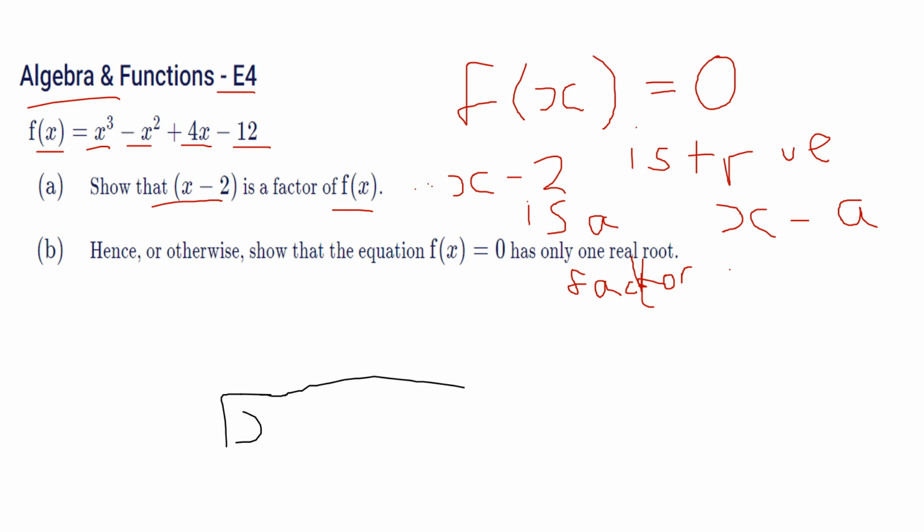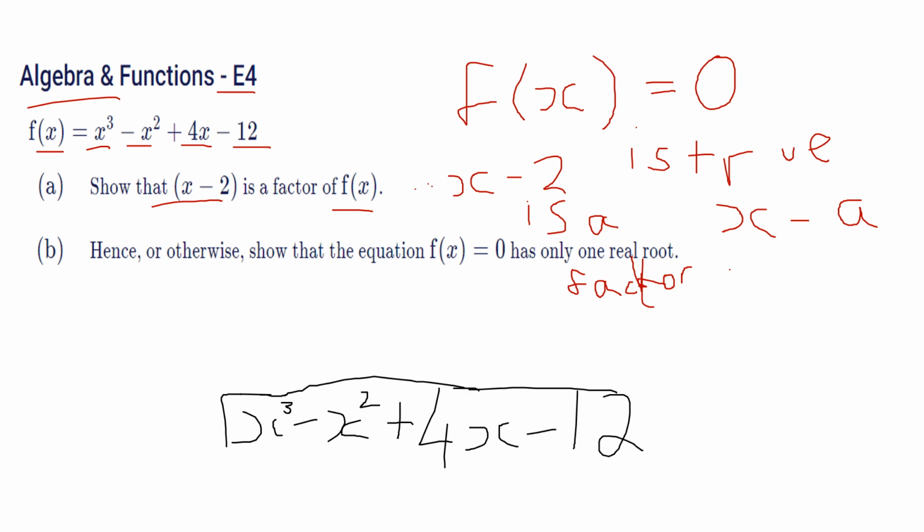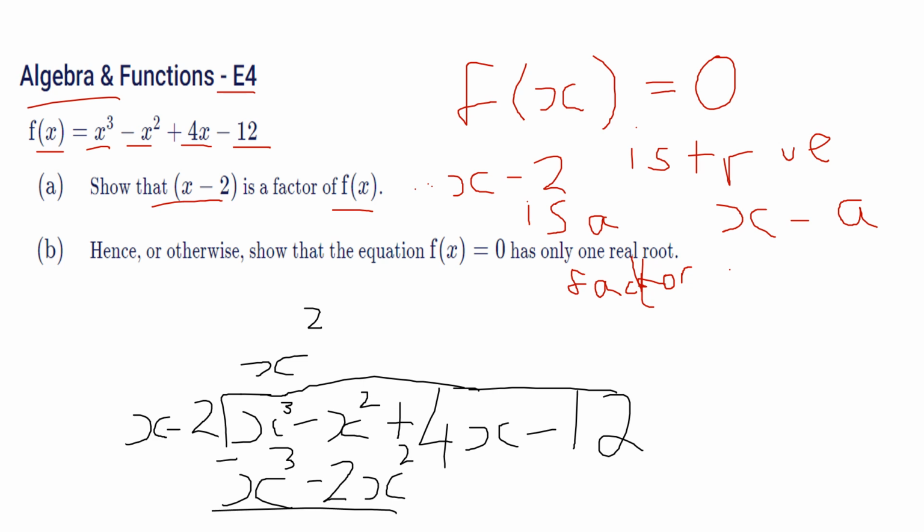We've got x cubed minus x squared plus 4x minus 12. I'm dividing that, guys, by x minus 2. So I'm doing long division here with algebra. The key here is that I do x cubed divided by x, so that'll be x squared there. Then I do x squared times this, so I have x cubed minus 2x squared. I'm going to subtract it, and that's going to go to 0.